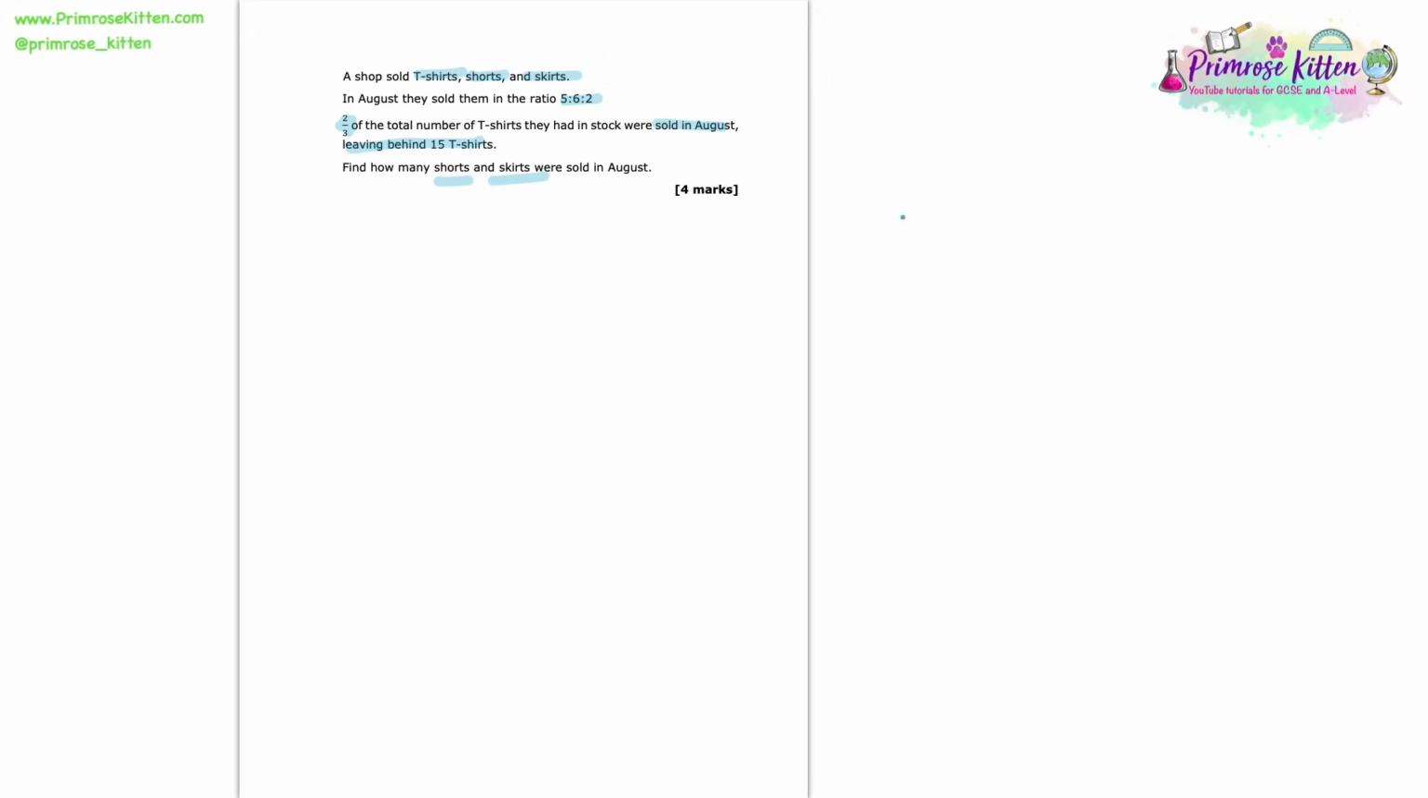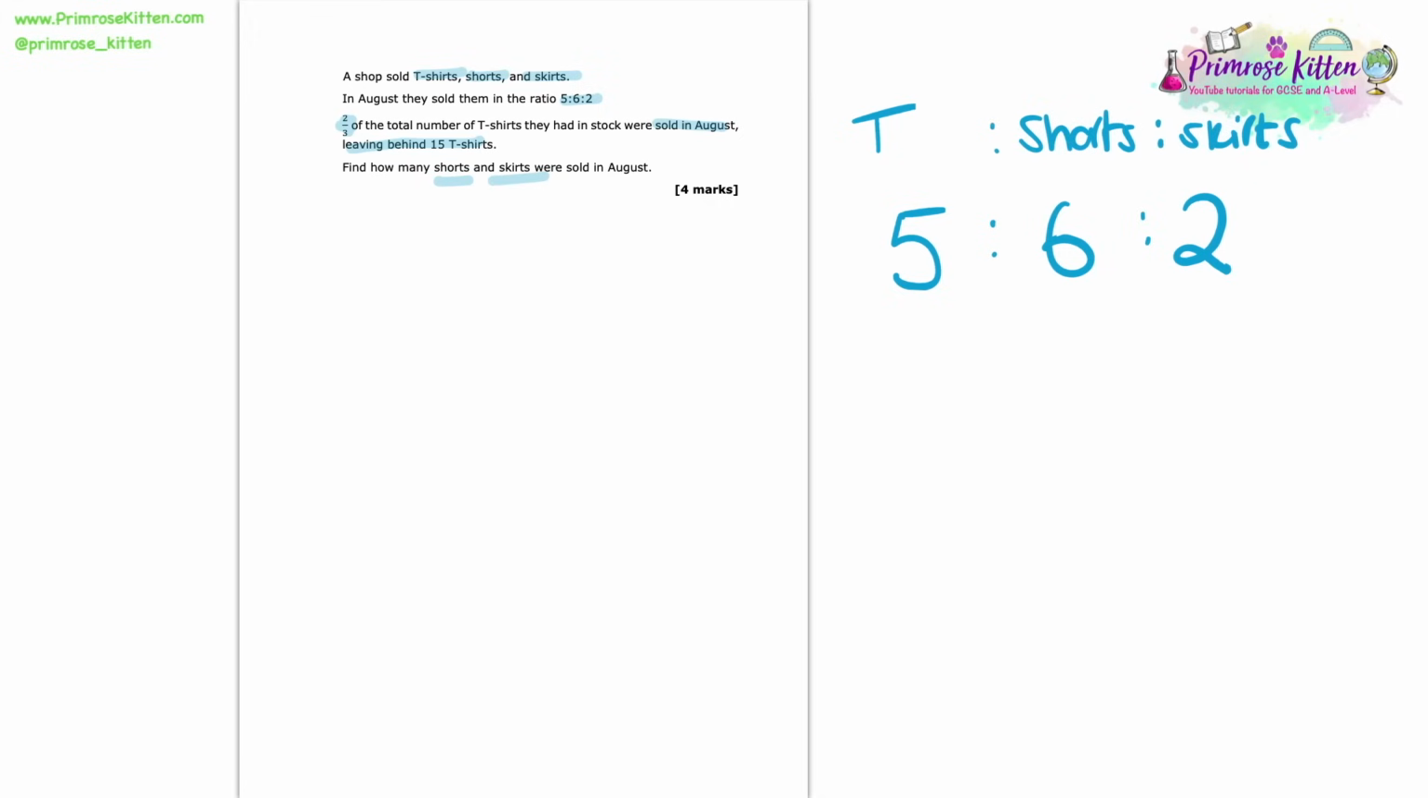So I would start this by writing down the ratio and labelling what each part of the ratio corresponds to. So here, the 5 parts of the ratio corresponds to the t-shirts, 6 parts corresponds to shorts, and 2 parts corresponds to skirts. So we're told that 2/3 of the total number of t-shirts they had in stock was sold in August. So that means that if we sold 2/3, then we have 1/3 of those original number of t-shirts remaining at the end. So here then, because we know that we had 15 t-shirts remaining, then we know that 1/3 of the t-shirts is equal to 15.